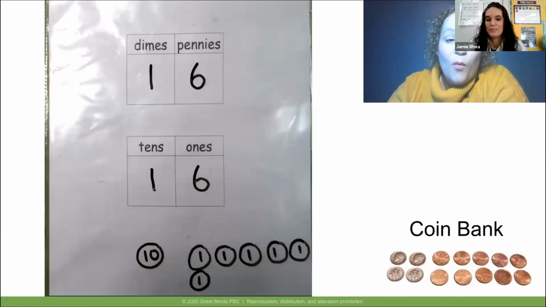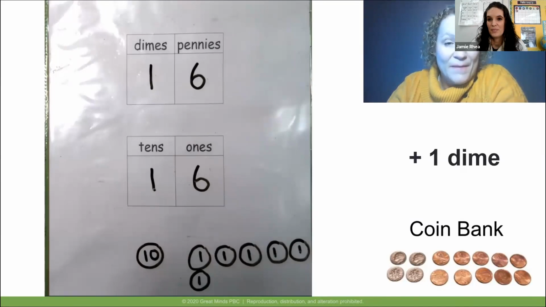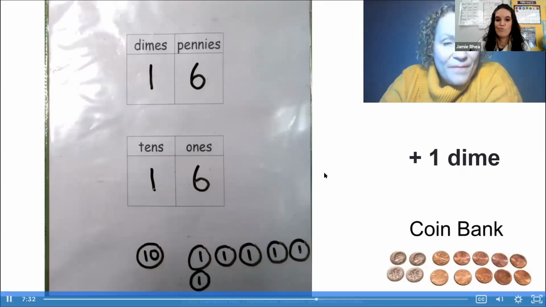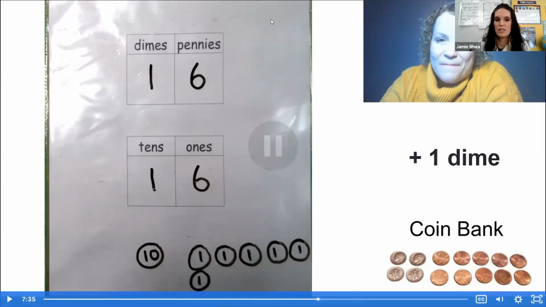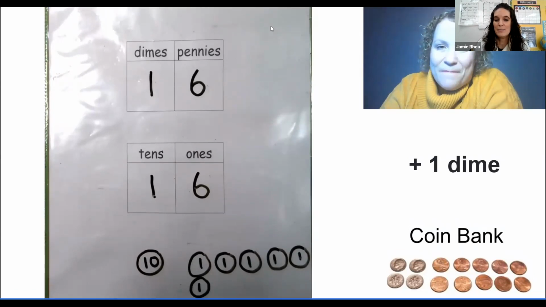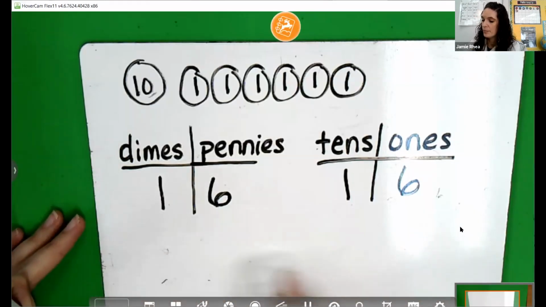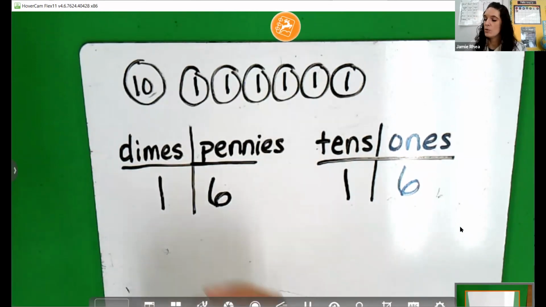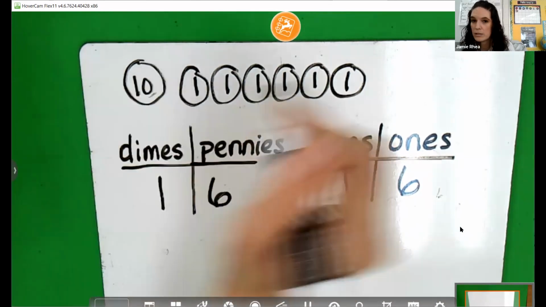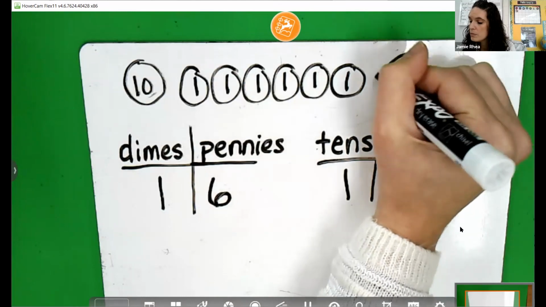Now, let's add 1 more dime to the pile. How will the place value chart change? Push pause now to do the work. Okay, so let's look if we add a dime. So I'm going to erase this down here. If we add one more dime, I'm going to put it over here because I'm out of room.